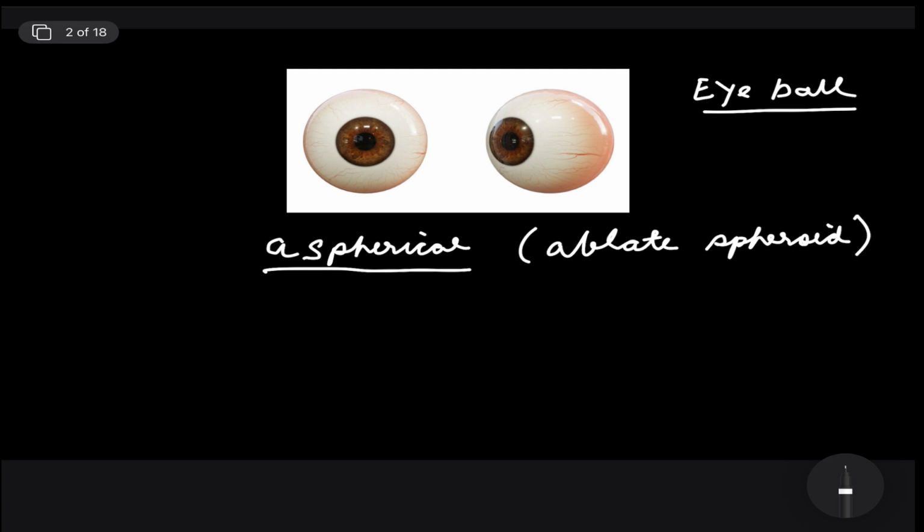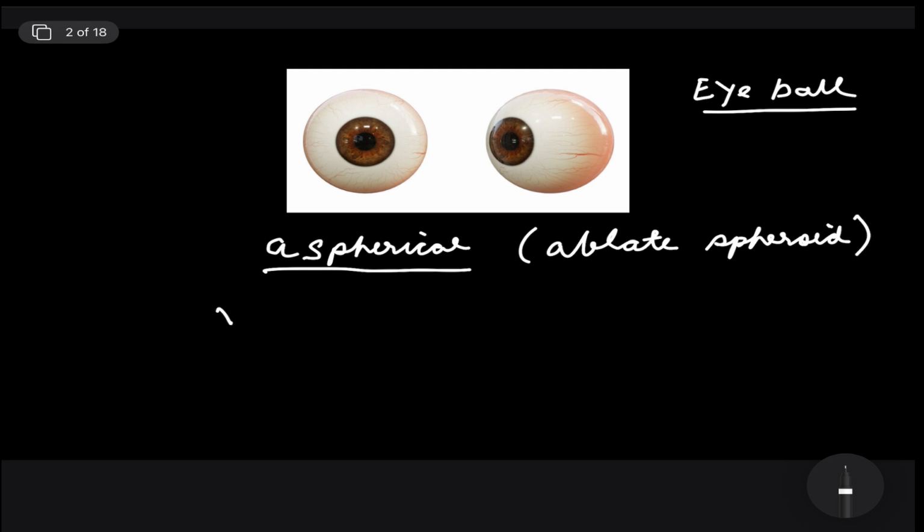No, badminton ball. No, sorry, badminton cork. Badminton does not use a ball. I meant basketball. So it's not exactly spherical like those balls. Instead, it is aspherical. It is somewhat flattened at some parts, elongated at other parts. So it is not exactly spherical.